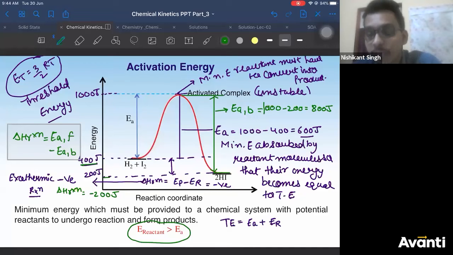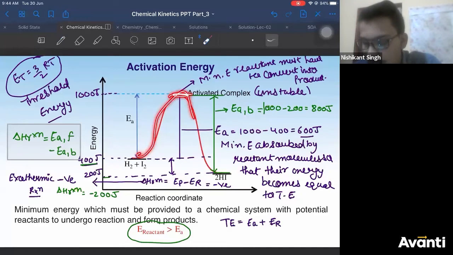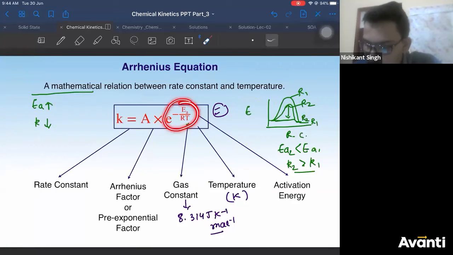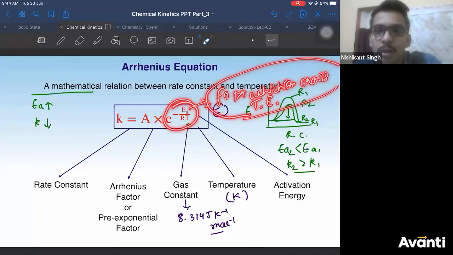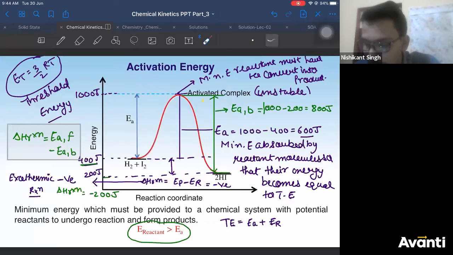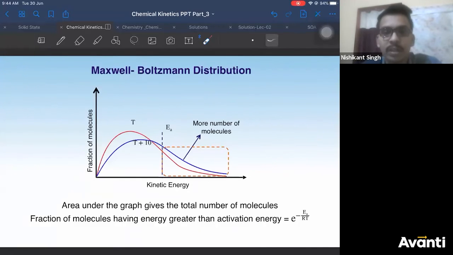How many molecules can cross this barrier? How many molecules can cross this barrier, right? That value is this. This is the fraction of molecules which can cross the barrier, which can cross threshold energy. This was given by Boltzmann distribution. So to understand that, we need to study the Boltzmann distribution curve. We'll not study in detail. We'll study the basics of the Boltzmann distribution curve.